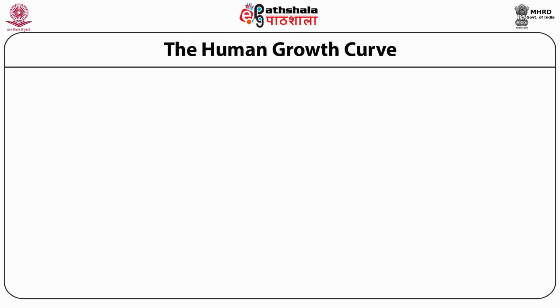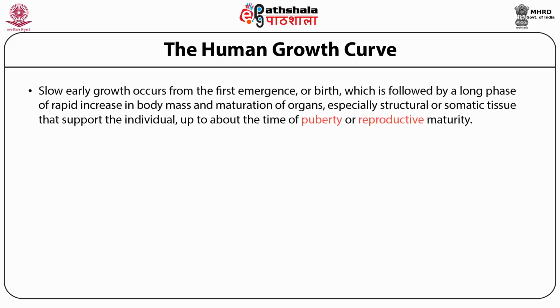The human growth curve. Slow early growth occurs from the first emergence, which is followed by a long phase of rapid increase in body mass and maturation of organs, especially structural or somatic tissues that support the individual up to about the time of puberty or reproductive maturity. Finally, growth slows after reproductive maturation. Growth continues throughout life, so that the oldest individuals in the population are generally the largest.